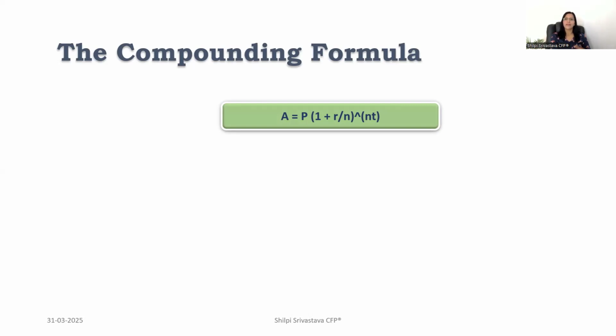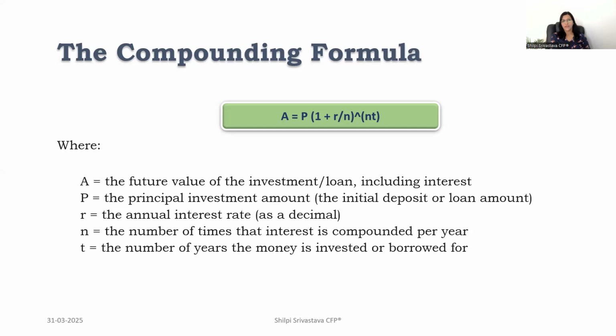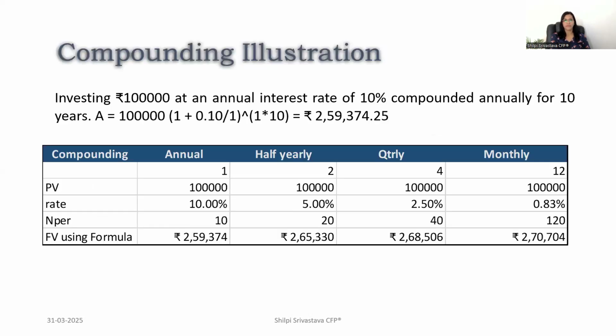N is the number of times the compounding is done, monthly, quarterly, annually, and the power is N into T, where T is the tenure or the term. If you are investing for 1 year, 2 years, 3 years, that is T. So here is a brief of what all these variables stand for. Now just take one illustration and understand it in a better way.